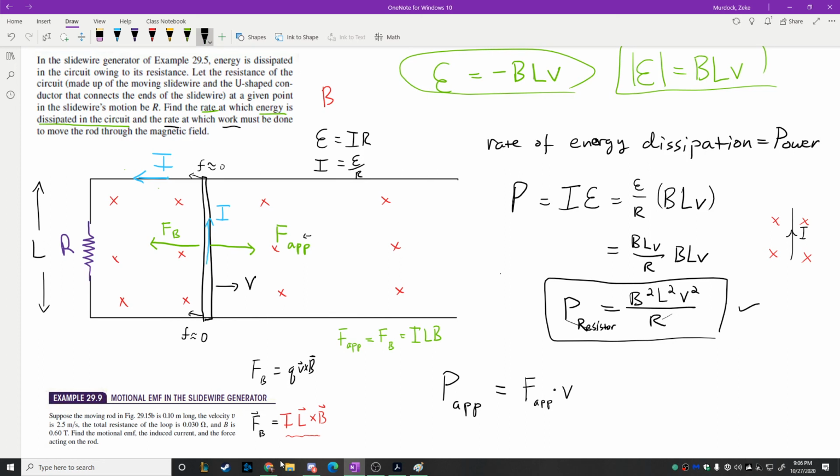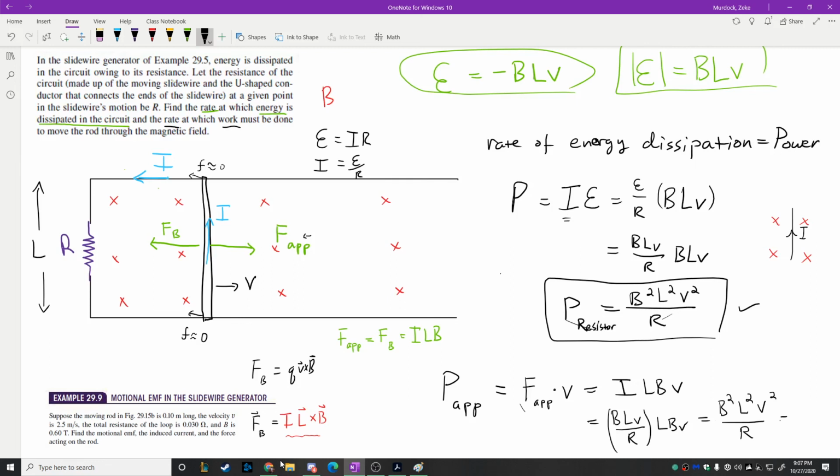The power that the applied force has is equal to the applied force, but we just said that was equal to the magnetic force, which is equal to ILB. So we put ILB in here, multiplied by the velocity, and then we plug in what I was. BLV over R is what I became, right? From E over R from here. So we have BLV over R for the current, times LBV. But I think what you'll find is that this is exactly the same thing as what we got here. You group the terms together. It's B squared, L squared, V squared, divided by R.